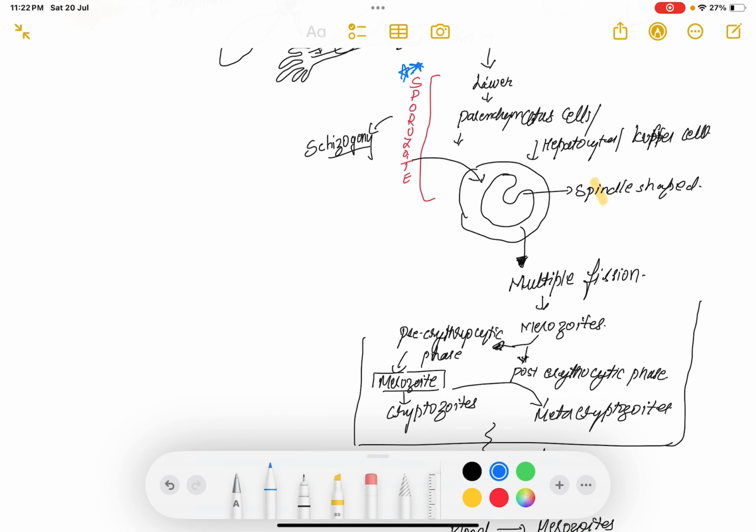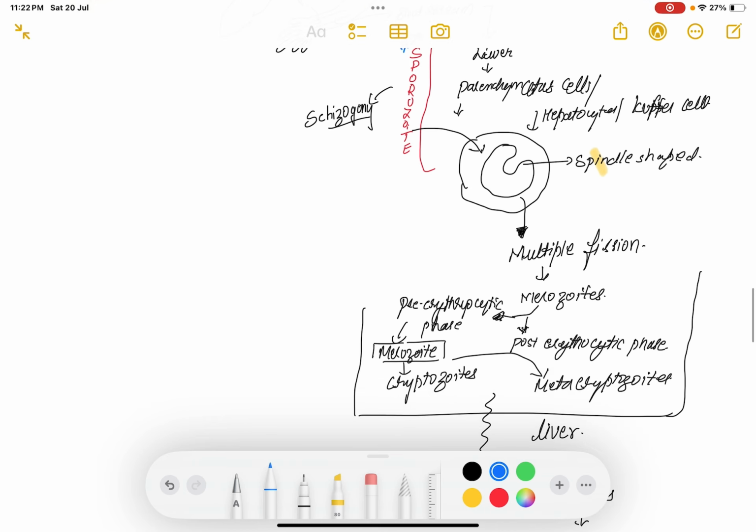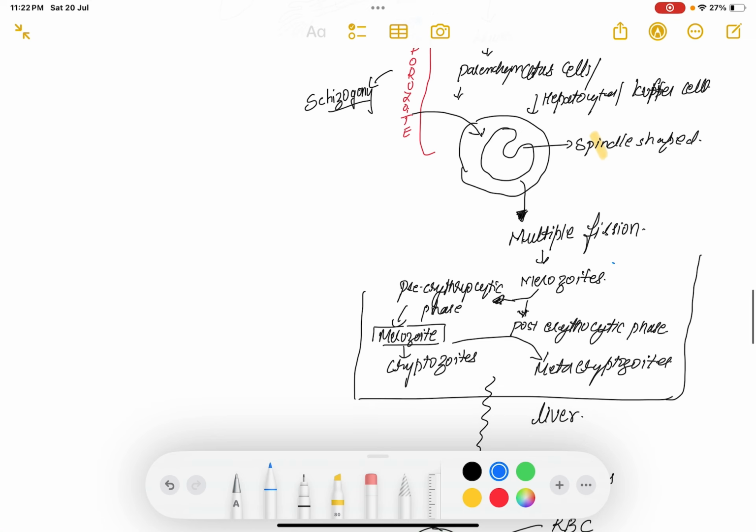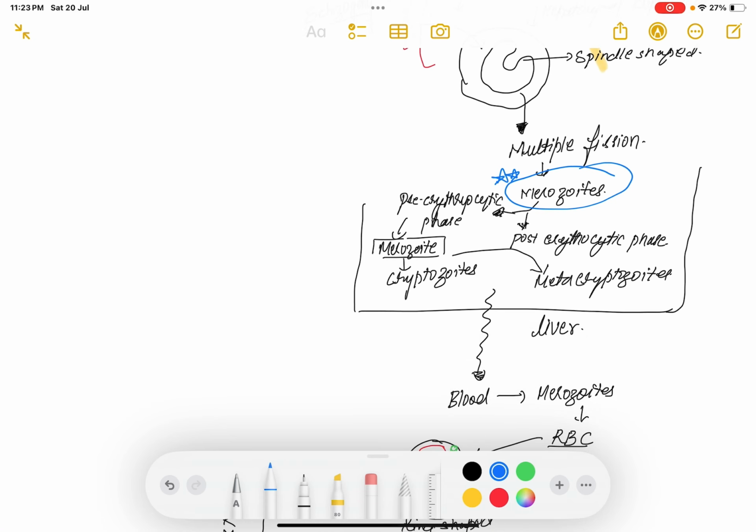In the hepatocyte cells, schizogony takes place, which is called hepatic schizogony, where the sporozoite is converted into spindle shaped merocytes. The second terminology you have to remember: the merocytes are formed in the liver cells, which is also called the pre-erythrocytic phase.